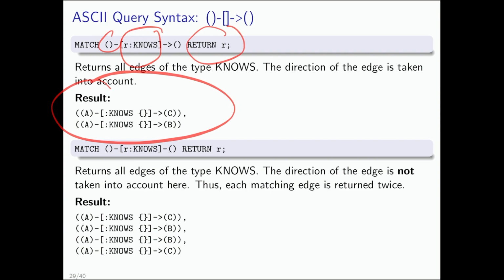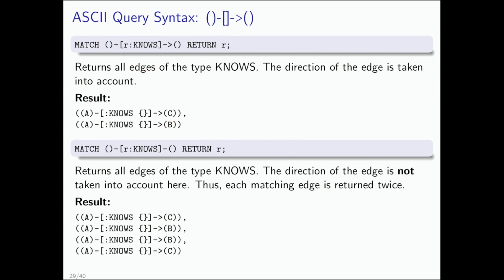So here, that's what you're returning. You say there's a person A that knows the person C. So here it only gets relationship type knows. So that's much easier to express this kind of stuff. Here's another example.